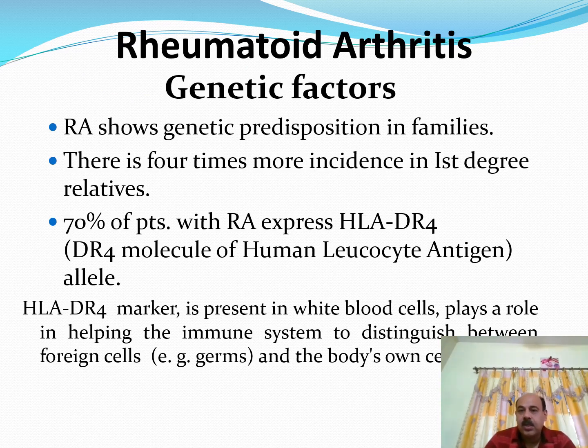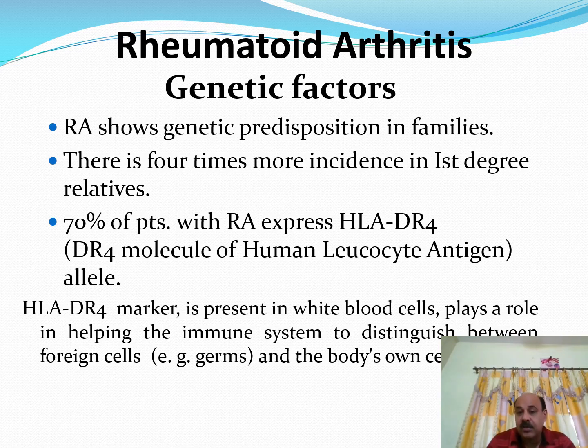So this hypothesis is also strengthening the concept of Ama. Now coming to the genetic factors. Genetic factors also play a very important role in the manifestation of rheumatoid arthritis. RA shows genetic predisposition in families. There is 4 times more incidence in first degree relatives like brother, sister, son, father, or daughter. 70% of the patients of RA express HLA-DR4.